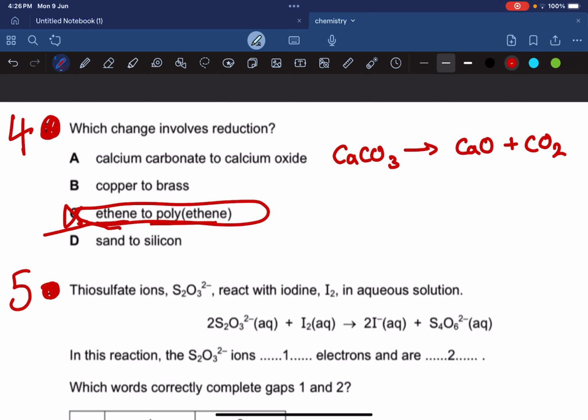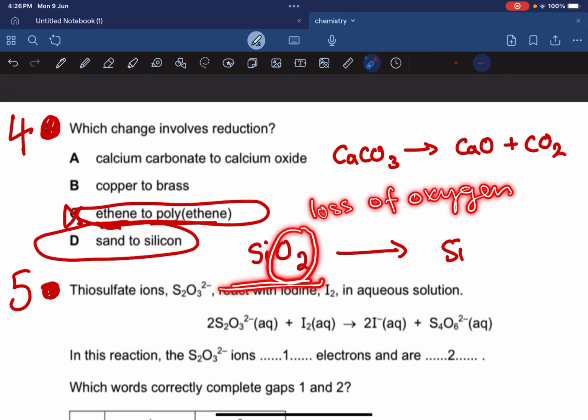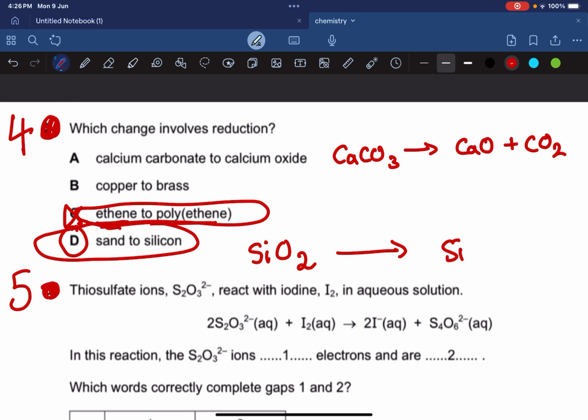The last option is sand to silicon. What do you guys think? If you think more profoundly, what is sand? Sand is simply SiO2, and SiO2 goes to silicon. Isn't this reduction? Reduction is loss of oxygen. Sand is SiO2, and the oxygen which was previously with silicon has been lost from sand. It only becomes silicon. So that is loss of oxygen. So option D is correct, which is reduction.